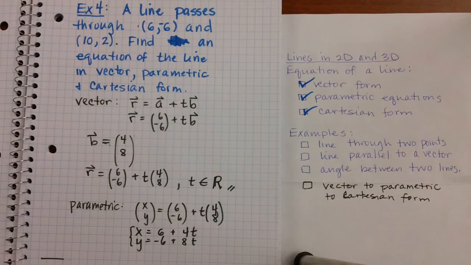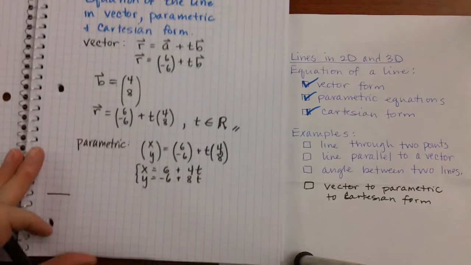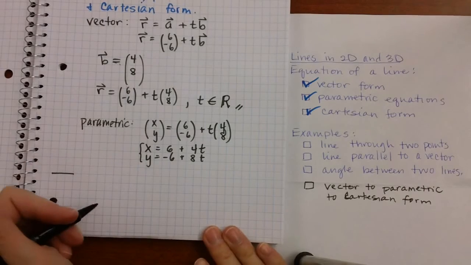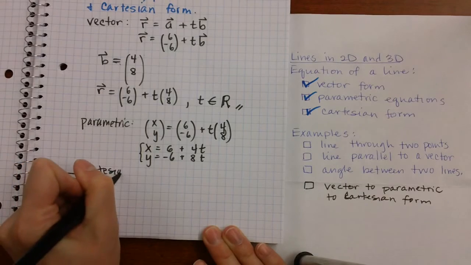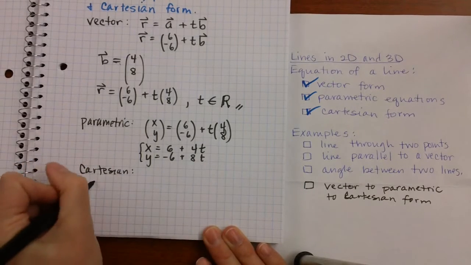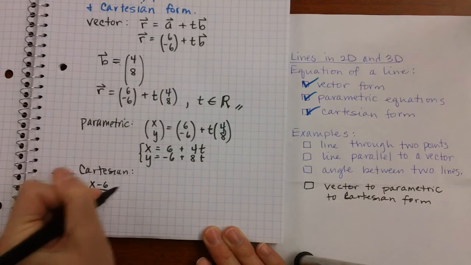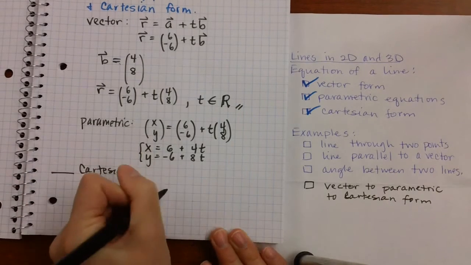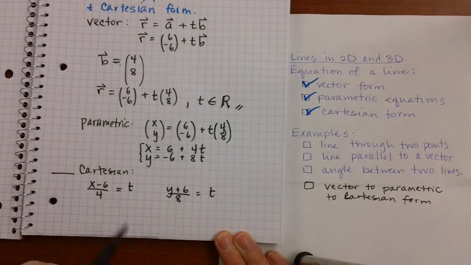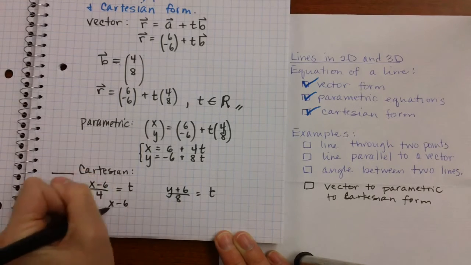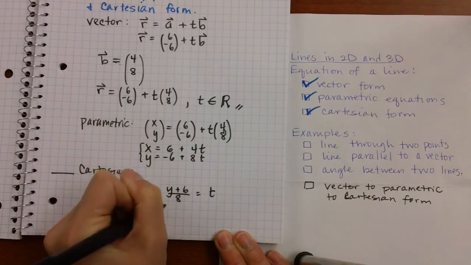Finally, I'm going to write a Cartesian equation of the line, and I'm going to do it by eliminating my parameter. Remember, my parameter is the scalar, which is t. So to do that, I want to solve each of these equations for t. So for my x equation, I'm going to have x minus 6 divided by 4 is equal to t. And for my y equation, I'm going to have y plus 6 divided by 8 is equal to t. Then I can set these equal to each other because they both equal the parameter. And I have x minus 6 over 4 is equal to y plus 6 over 8.